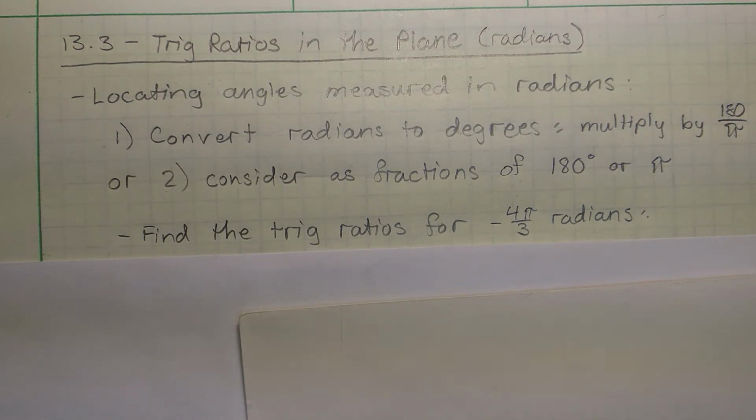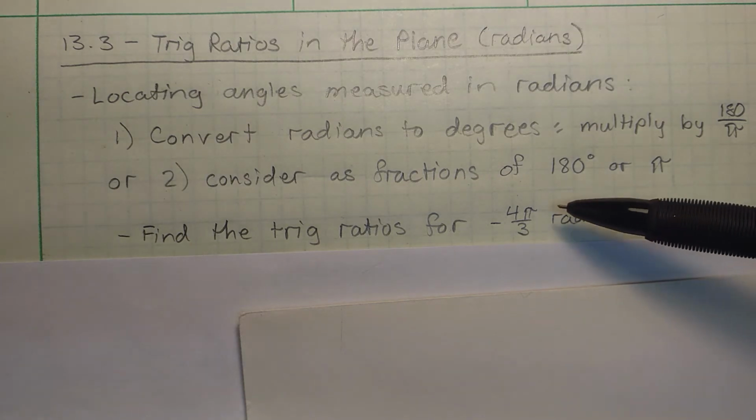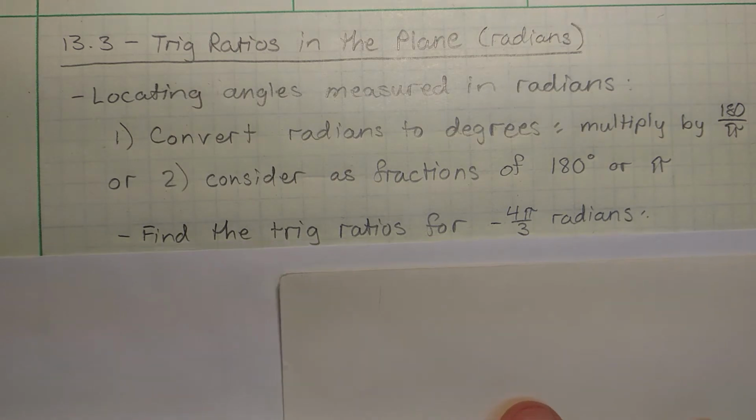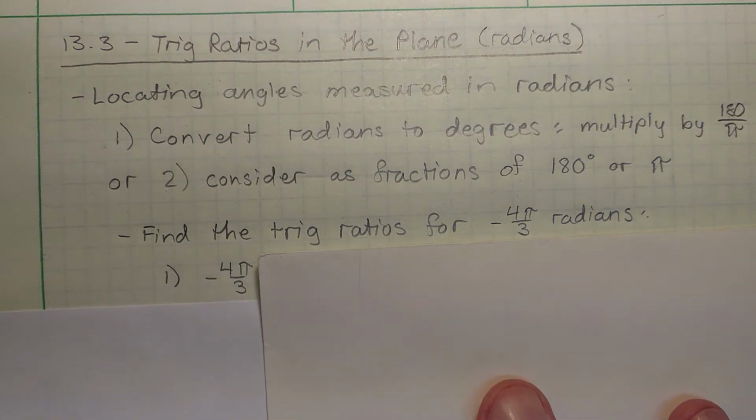So let's start off, let's find the trig ratios, so that's sine, cosine, and tangent, for negative 4 pi over 3 radians. So we have this in radians here, and even if they didn't tell us it was in radians, we would know it's in radians by this pi here. That's our big indication. And so before we can find the trig ratios, we have to locate this in the coordinate plane. So to locate it, option number one says convert it to degrees.